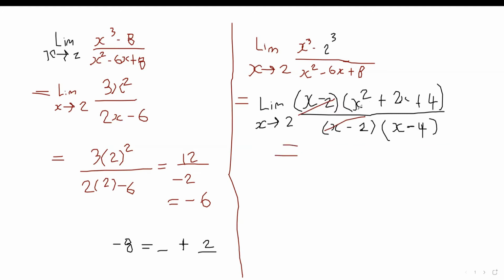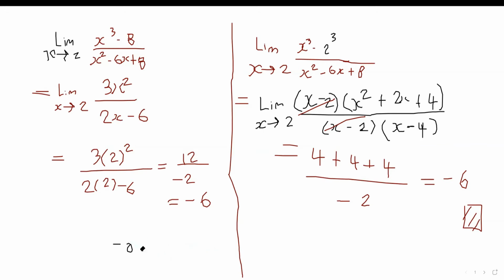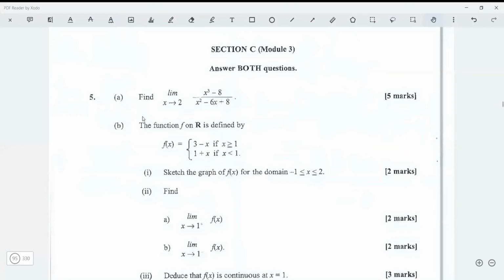Now we're good. Plugging in 2, you're going to get 2 squared, which is 4, plus 2 times 2, which is 4, and then plus another 4, over 2 minus 4, which is negative 2. You get your 12 over negative 2, which is negative 6. So any way you want to do it, the answer is negative 6. Easy. Method 1 or method 2, the answer is negative 6. Either way, negative 6. So 5 marks for that.